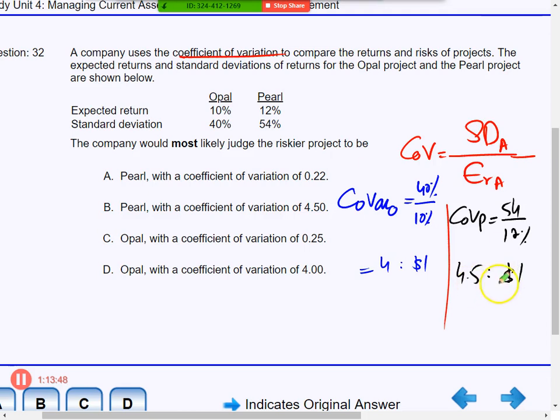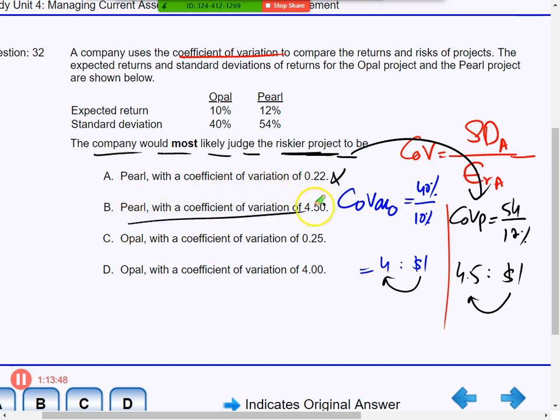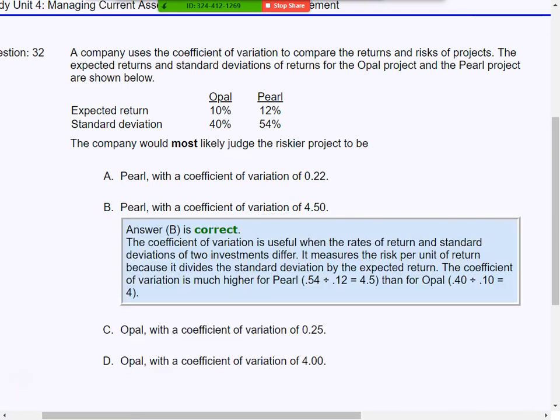Now comparatively speaking, for Opal, for every $1 return, the risk is 4. For Pearl, for every $1 return, you will have to face a risk of 4.5. So that makes Pearl risky, Opal a comparatively better option. So the company would most likely judge the riskier project to be Pearl. So Pearl, with a coefficient of variation of 4.5, perfectly matches with your option B, and B it is.